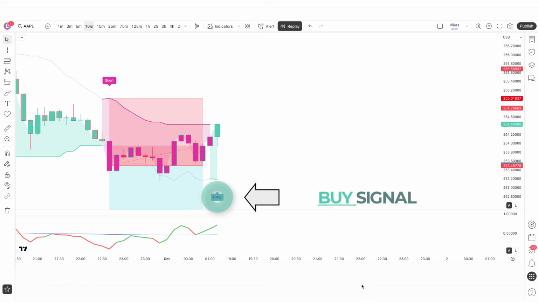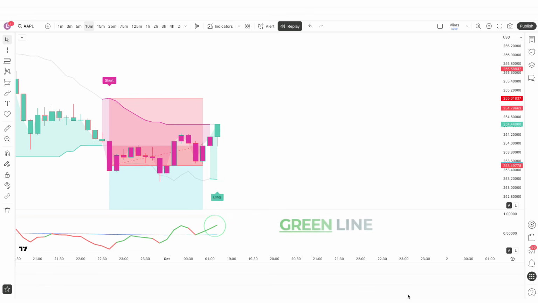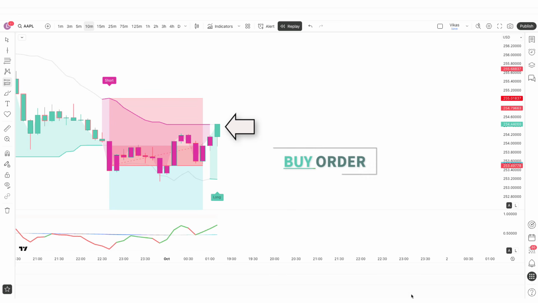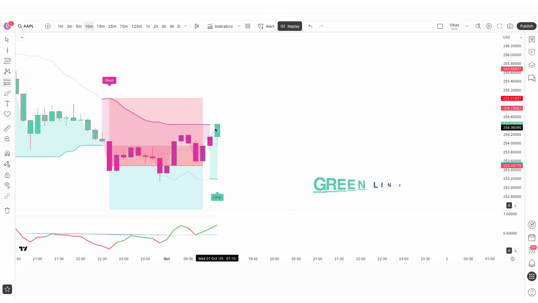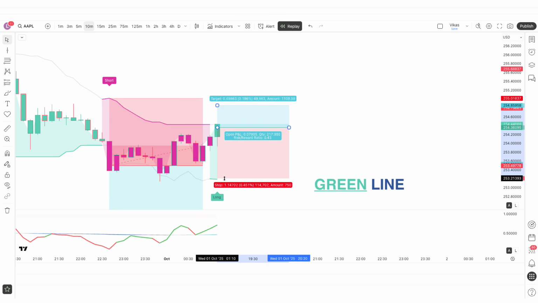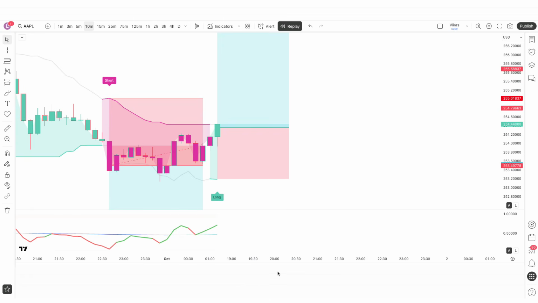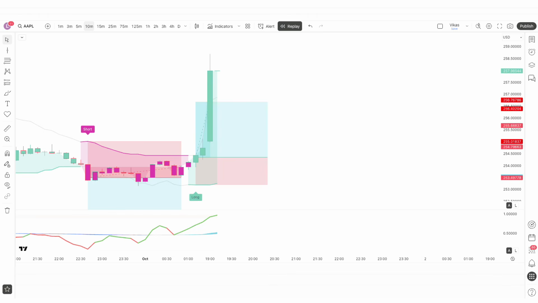Here the trend following volatility trail indicator gives us a buy signal. Here the green line of adaptive RSI is above the cyan line. Here the market has made a bullish candle to give confirmation. So all our conditions are being fulfilled, so we are placing an order to buy. Our stop loss should be at the green line, and the risk to reward ratio will be 1:2. We have won this trade.